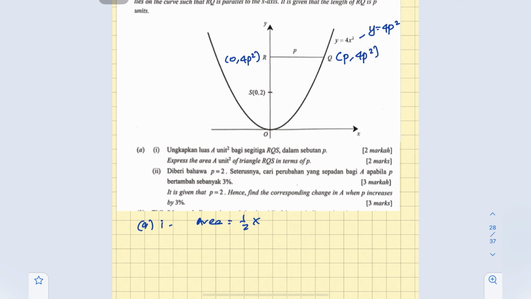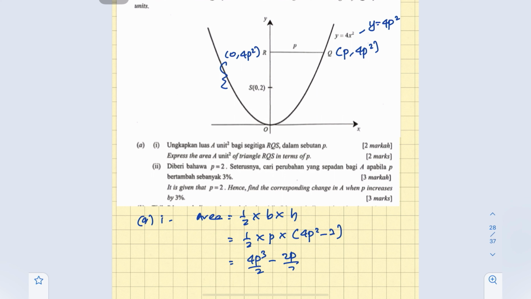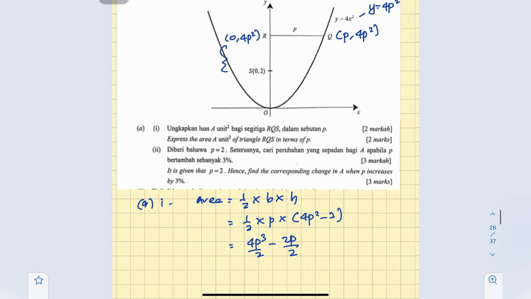So to find the area, it is 1/2 times base times height. So base is p, height is this one, 4p squared minus 2. Now we simplify, and we will get 4p cubed over 2 minus 2p over 2. So we can simplify. This one becomes 2p cubed minus p.